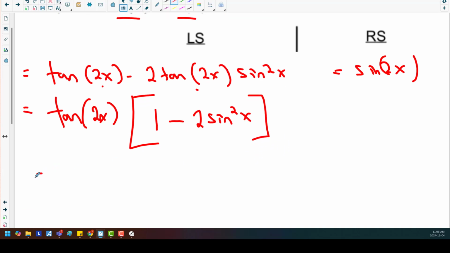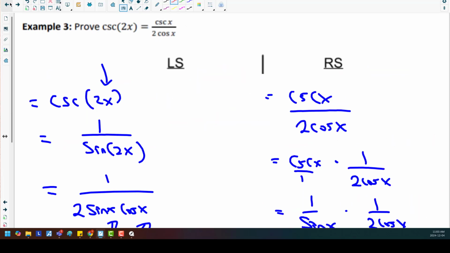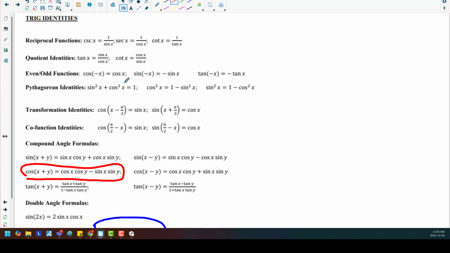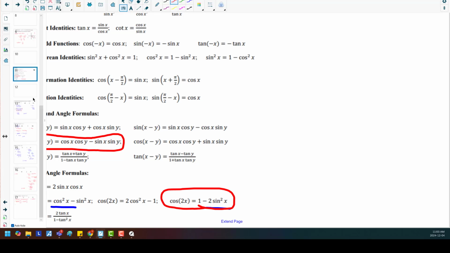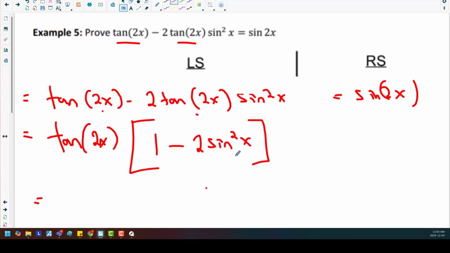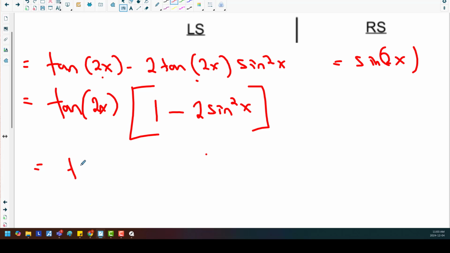And we know that, if you recall, 1 minus 2 sine squared x, it's one of these special cases here. 1 minus 2 sine squared x. That's equal to cos 2x. So this bracket is equal to cos 2x. So this is just tan 2x times cos 2x.